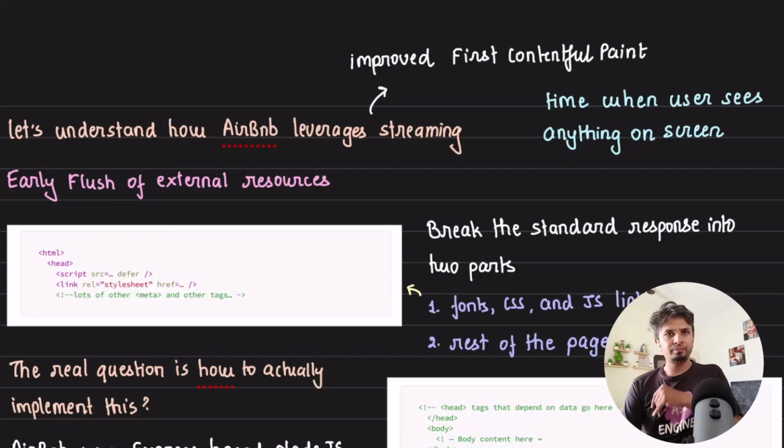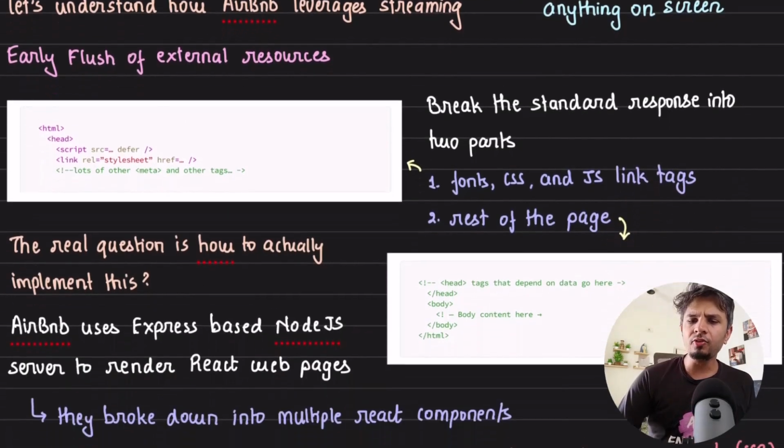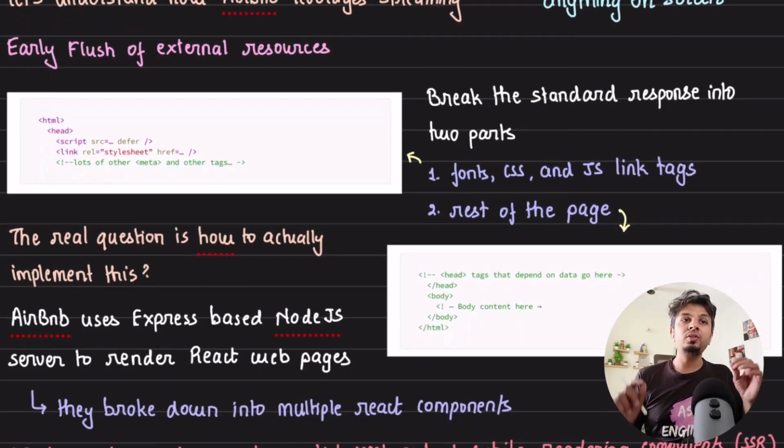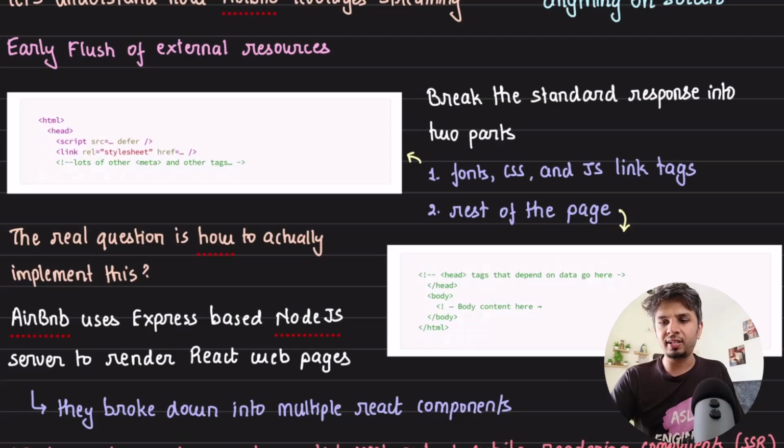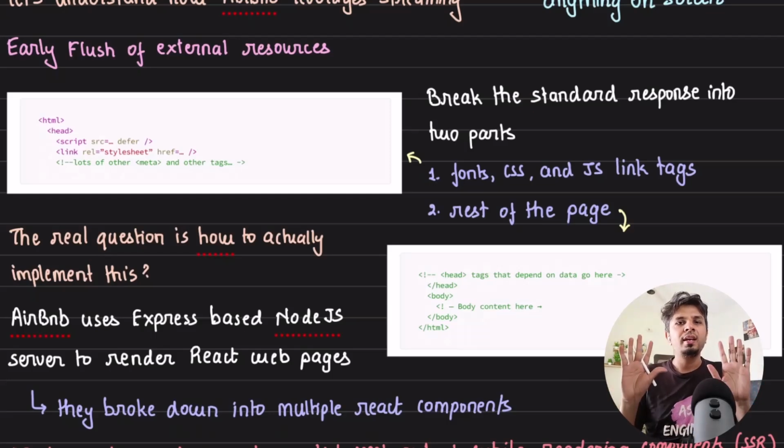Okay, so let's go step by step. The first thing they do is an early flush of external resources. Now, what does this mean? This is very simple.